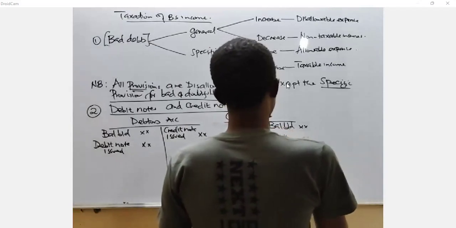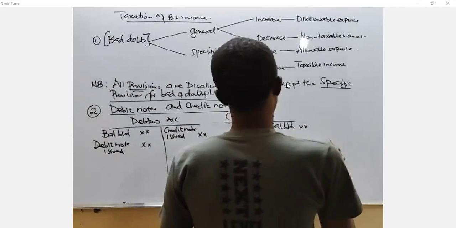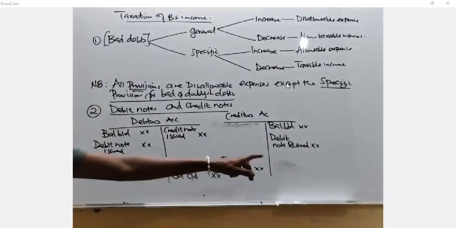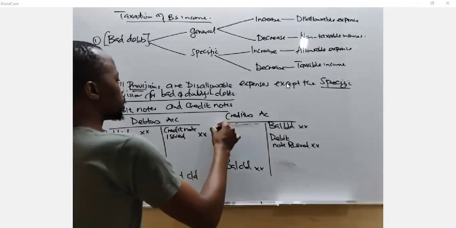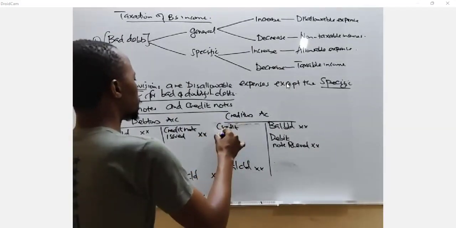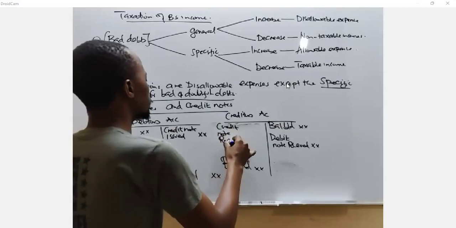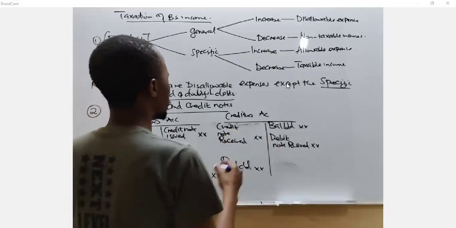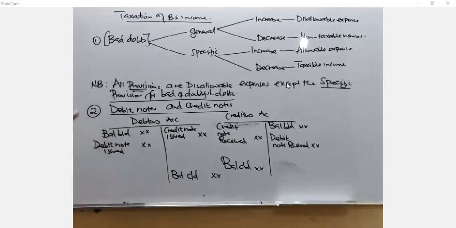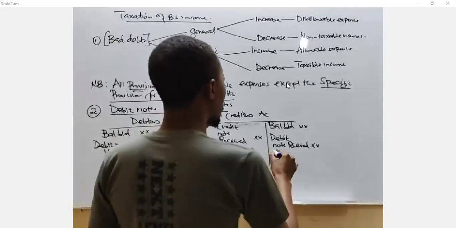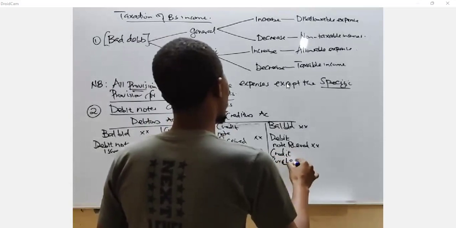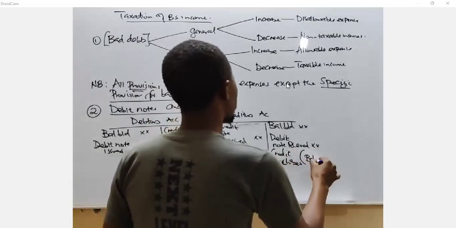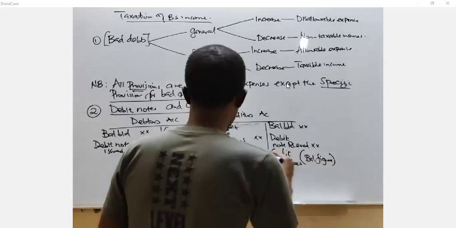The debit note received will be there. And that is where we have said it normally increases your purchases. Then the credit note received, you put it there. When you come here to calculate your purchases, they are normally called credit purchases. They come as a balancing figure. That is a balancing figure.